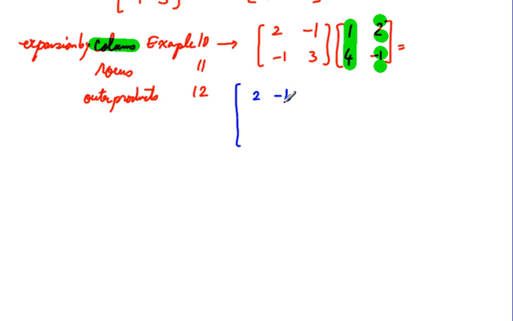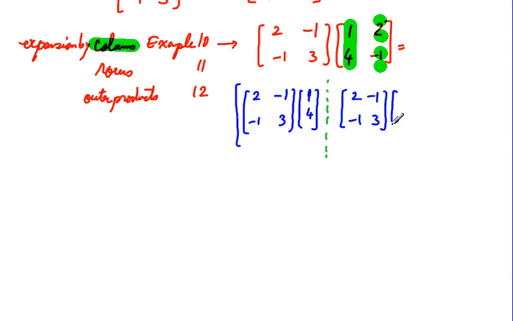So I'm going to take 2 minus 1 minus 1, 3, and multiply this one with the column 1, 4. We have to carry this out, and then we are going to have another piece. We are going to do again a similar thing, which is take 2 minus 1 minus 1, 3, multiplied with the second column, which is 2 minus 1, and when you are all done, you have just a 2 by 2 matrix.